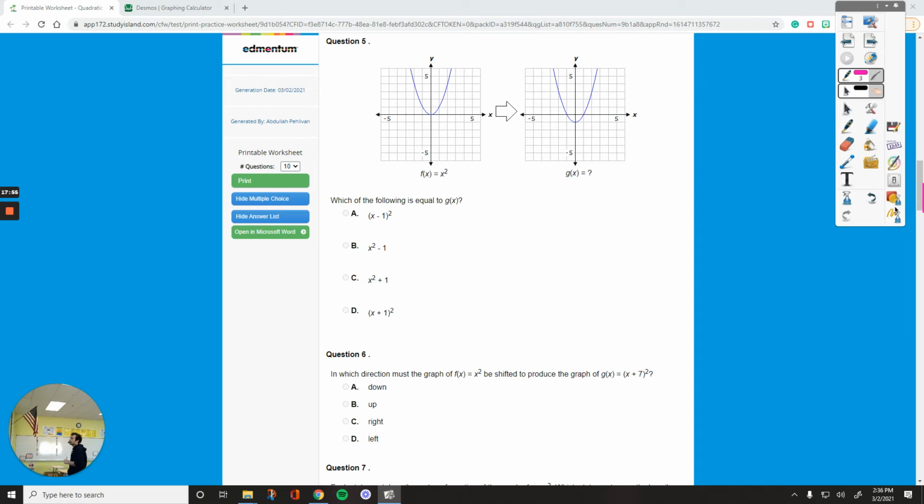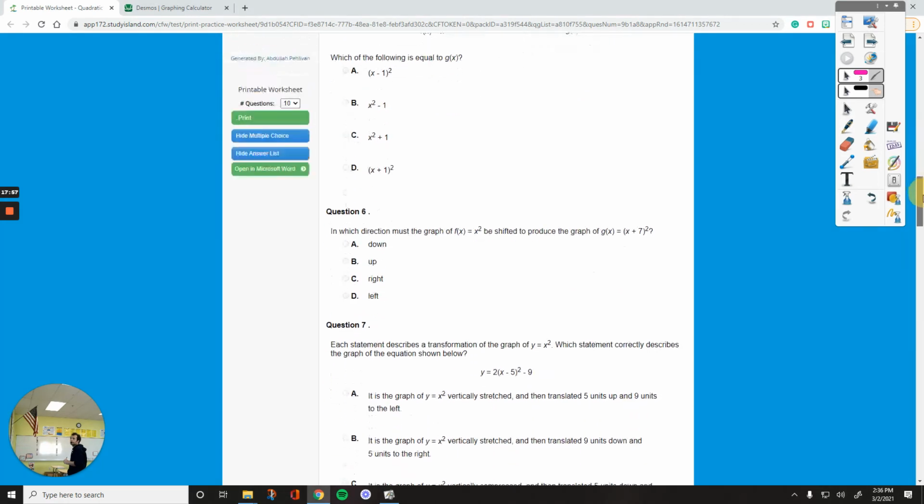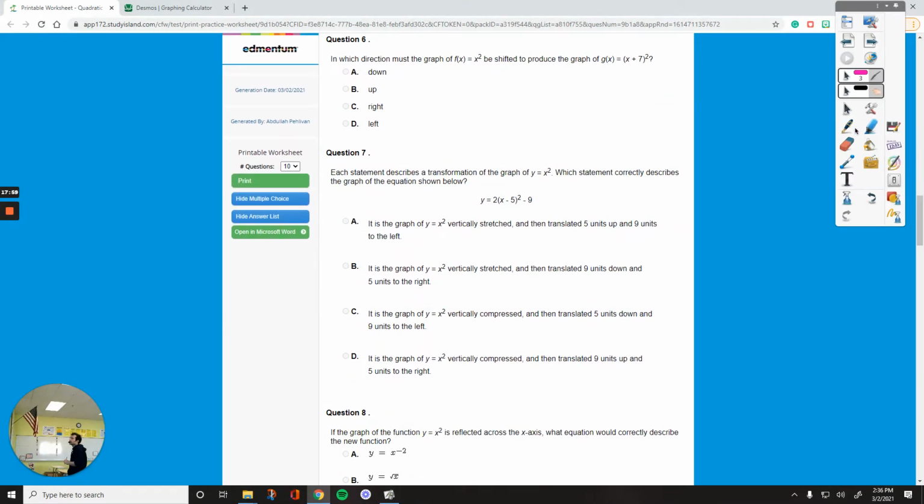Right here, the next one. Question number 6 and 7. Let's do them together. Okay, this right here is just affecting the x. It's horizontal movement. X-axis is horizontal, either right or left.